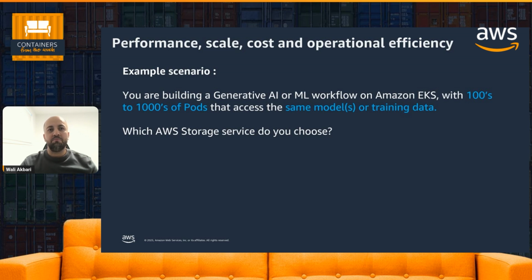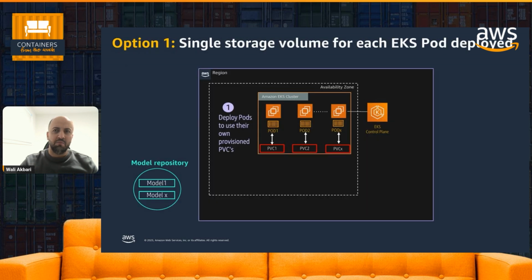Okay, imagine you're building a generative AI or ML workflow on Amazon EKS, and you have thousands of pods that access the same models or training data. Which storage service do you choose? Now, before we go into which one, let's look back at the two models that we talked about. Customers deploy a single pod and a single PV to each pod. So in this scenario, imagine it's an inference scenario, and you have a model repository, and you deploy pods that use their own provisioned PVCs.